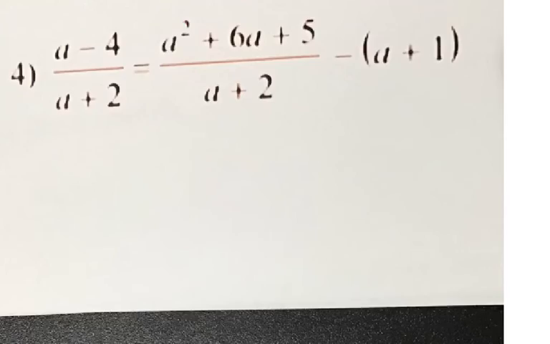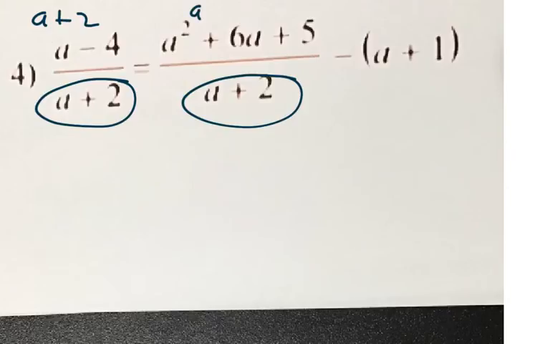Let's do one more. So first we got to find our common denominator. Notice this first fraction has an a plus 2 in it. The second fraction or expression has an a plus 2 in it. This one technically has a 1 as a denominator, right? So what is our common denominator, guys? Is a plus 2. See how I'm going to times every part by a plus 2. Now watch what happens. A plus 2 cancels out a plus 2.